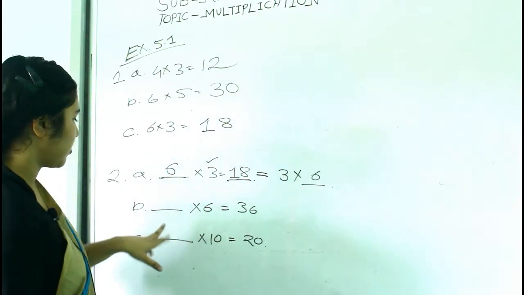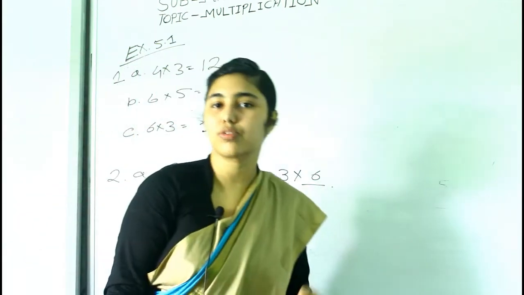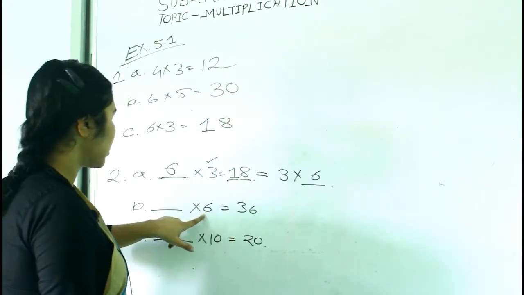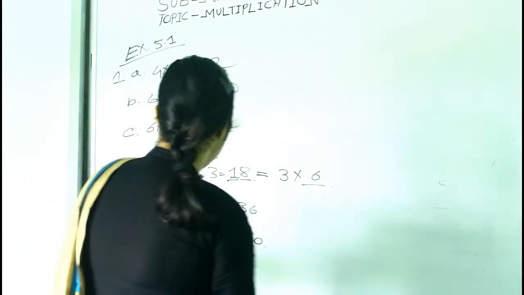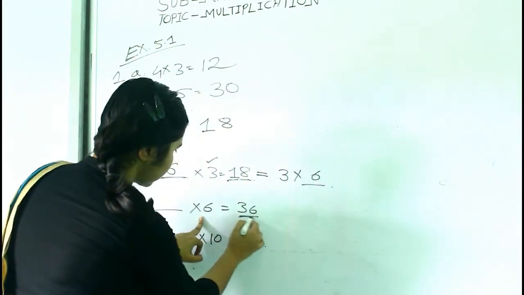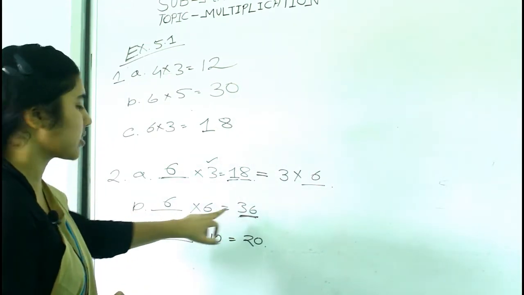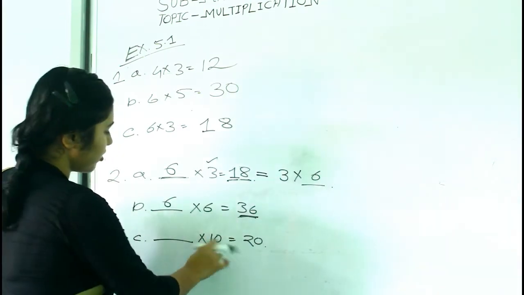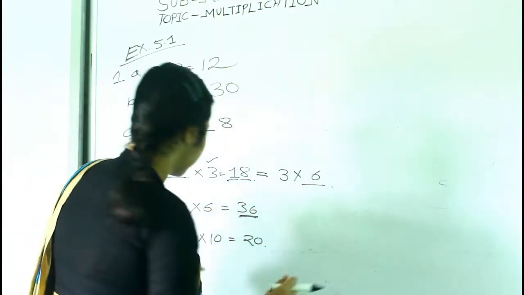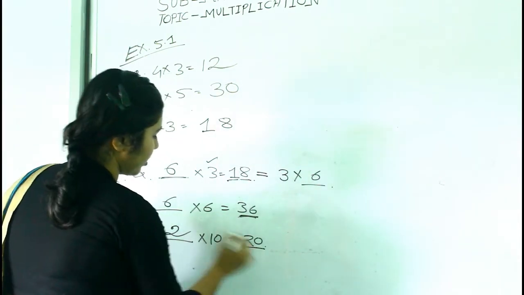Next. Now from the table of 6 we know that 6 ones are 6, 6 twos are 12, 6 threes are 18, 6 fours are 24, 6 fives are 30 and 6 sixes are 36. So write here again 6 because we know that 6 sixes are 36. Next from the table of 10 we know that 10 ones are 10 and 10 twos are, if we multiply 10 with 2 we will get 20.